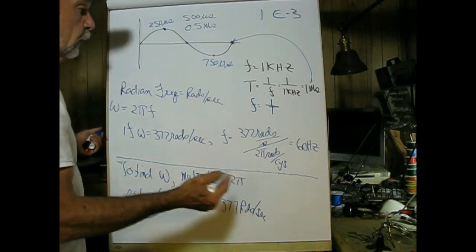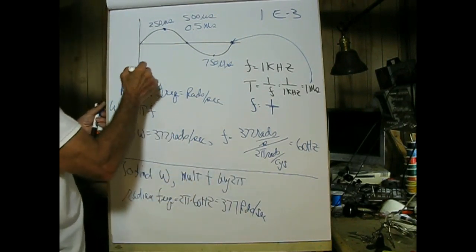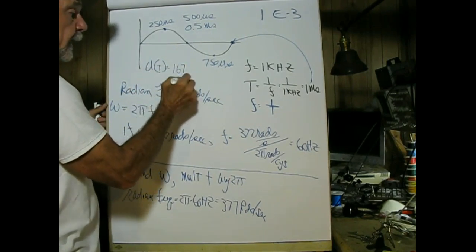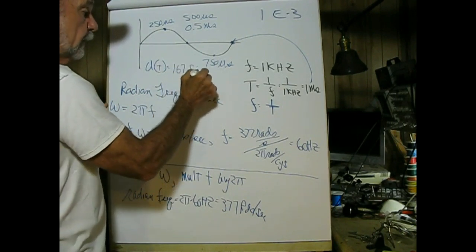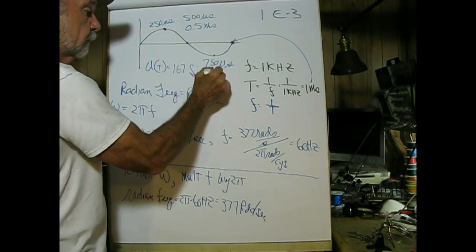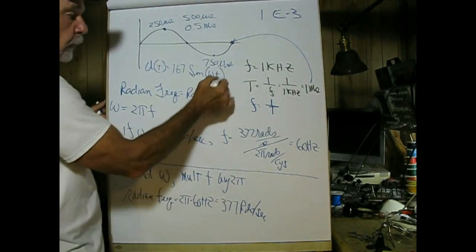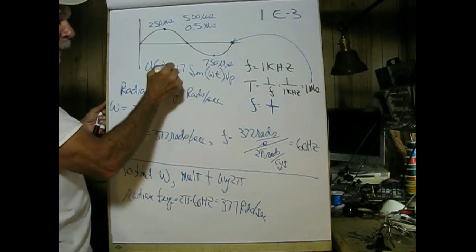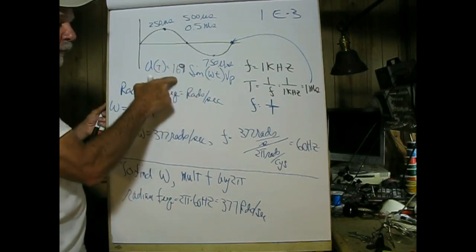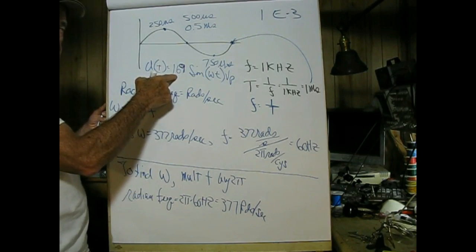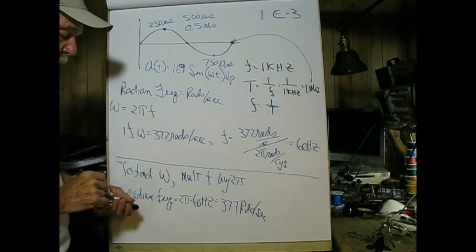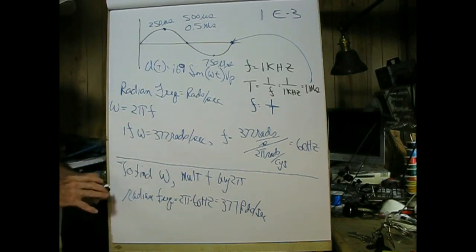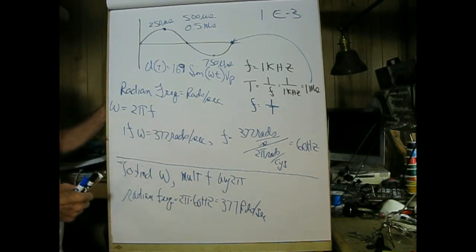So you very well might see some equation like this. V of t equals 169 sine of omega t. And you don't panic with this here, volts peak, because omega is simply 2 pi f. 169 is the actual peak voltage at your wall outlet. So you need to be comfortable with going back and forth between radian frequency and frequency in hertz, which is cycles per second.